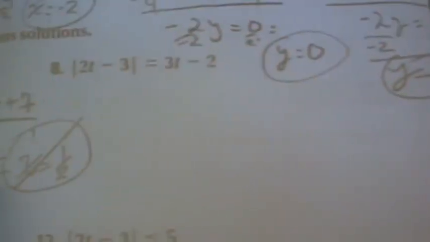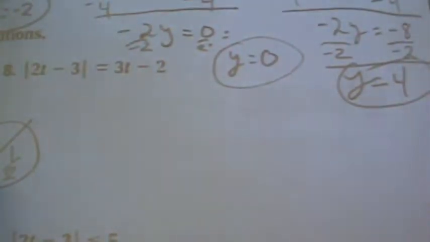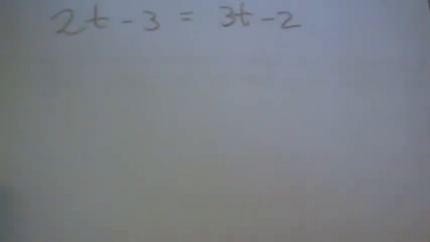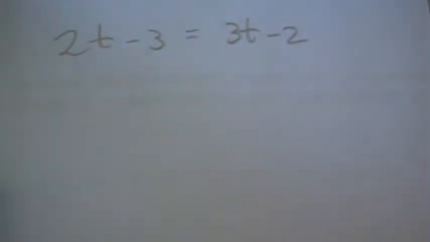Okay. So next problem is the absolute value of 2t minus 3 equals 3t minus 2 on the outside. So you're going to break this off into 2 problems. So I'm going to rewrite that over here instead. Equals 3t minus 2. That's 1. We're going to solve that one first. So what do you guys want to do to it first?